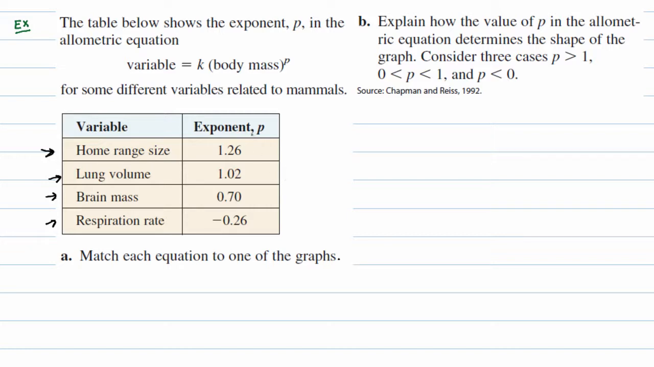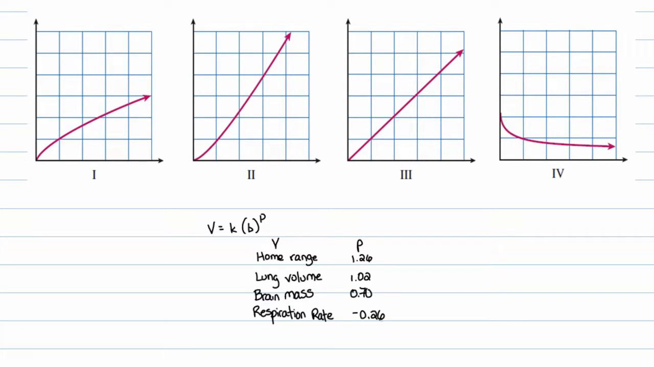Now, I'm going to rewrite the equations, or at least the exponents, down below, so you can see what I'm talking about. So here we have some graphs, and then I've made this table again where our variables are home range, lung volume, brain mass, and respiration rate, and then the powers related to those variables are 1.26, 1.02, 0.7, and negative 0.26.